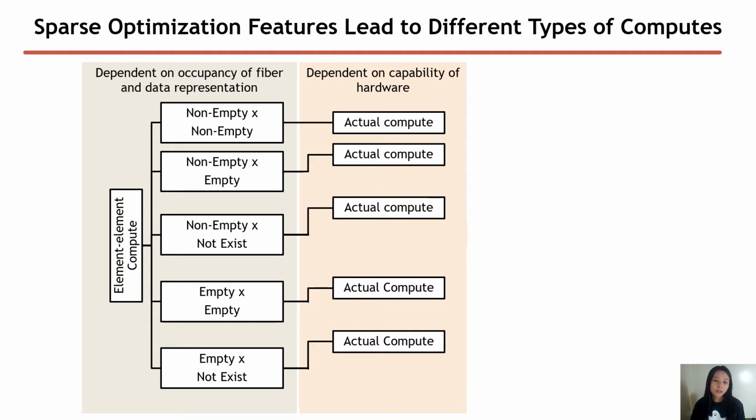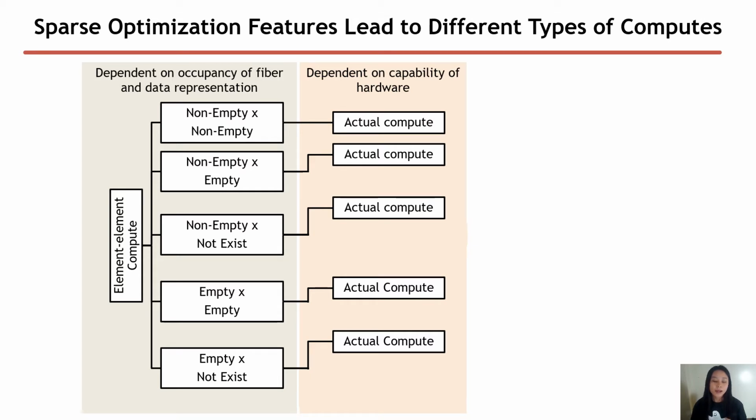You could also have a case where one of the operands is non-empty and the other is empty, meaning you have a zero value and a non-zero value, and that could lead to a compute. You could have a non-empty element and another operand that does not exist. This is a case where the operand alignment unit will figure out that we're missing one operand, so it will send the non-empty operand to the compute unit. For the non-existent operand, it will use the mux and send the default 0 to the compute unit. And this could also result in a compute.